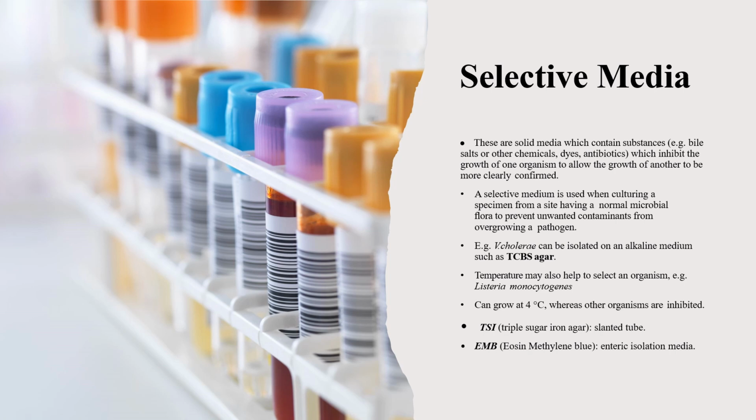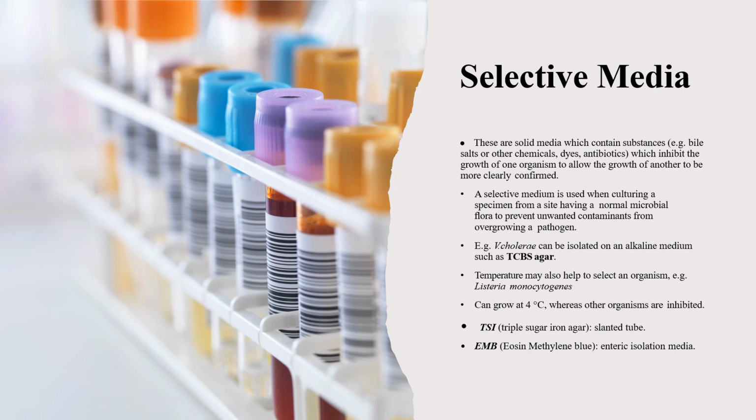TCBS agar contains bile salts and other selective agents that inhibit the growth of many bacteria while allowing Vibrio cholerae to grow and produce distinctive colonies. Temperature can also be used as a selective factor. Certain organisms have specific temperature requirements for growth.